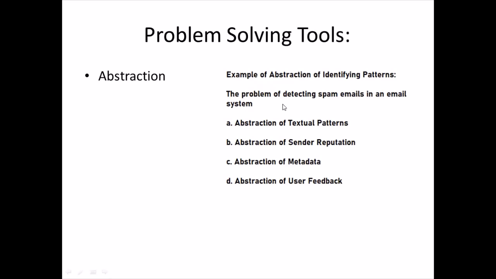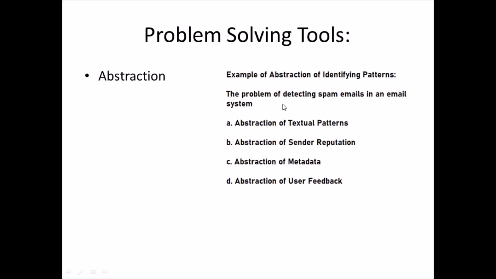Now, the third abstraction is the abstraction of metadata, which is metadata such as the email headers, and these can provide valuable information for identifying spam patterns. Abstraction can help in recognizing patterns in metadata such as suspicious email routing, inconsistent timestamps, or unusual email formats. By abstracting these patterns, we can build filters or algorithms that leverage metadata to flag potential spam emails.